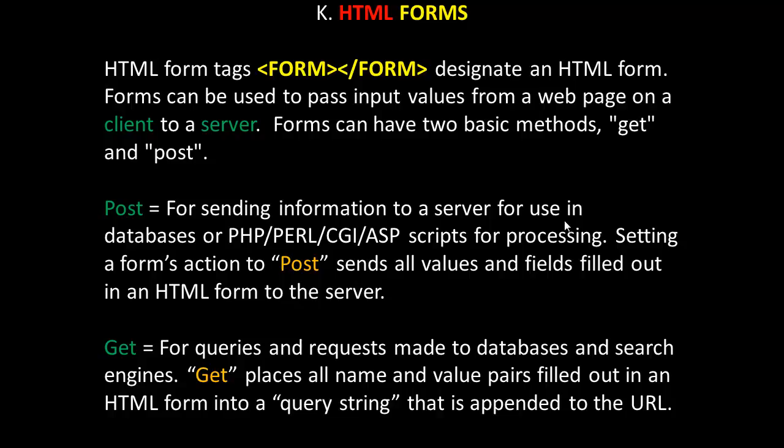Setting a form's action to post sends all the values and fields filled out in an HTML form to the server. Get is for queries and requests made to databases and search engines. Get places all name and value pairs filled out in an HTML form into a query string that is appended to the URL.